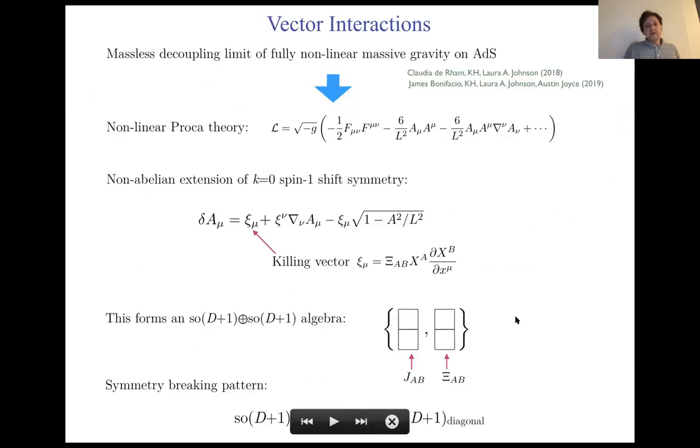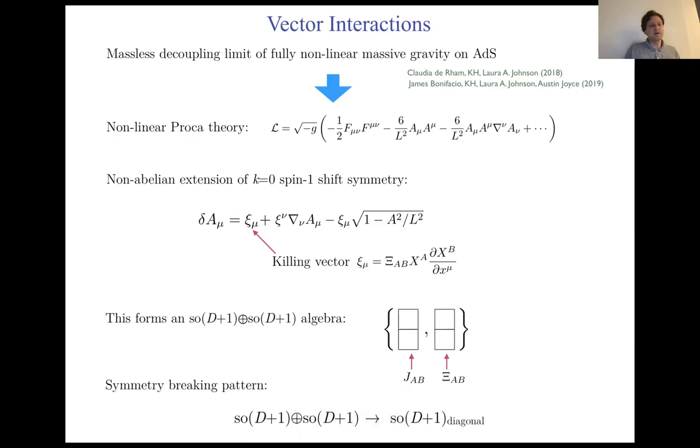Okay, we can ask, so that's basically the whole story for interactions of just a single scalar. We can ask for now vectors. If we have a single vector, it's also possible to get non-trivial interactions. These we can think of as coming from a decoupling limit of nonlinear massive gravity on anti-de Sitter space.